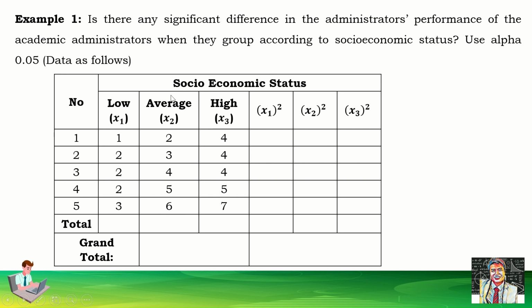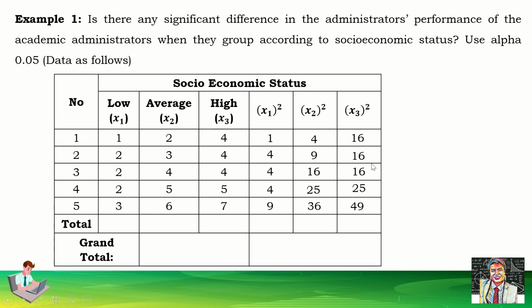For each group, we square all the data points. 1 squared is 1. 2 squared is 4. 4, 4, and 9. For the second group, the squares are 4, 9, 16, 25, and 36. For the third and last group, the squares are 16, 16, 16, 25, and 49.